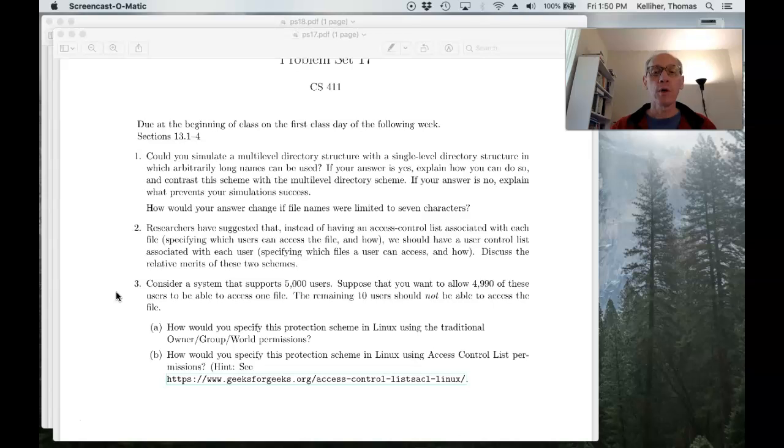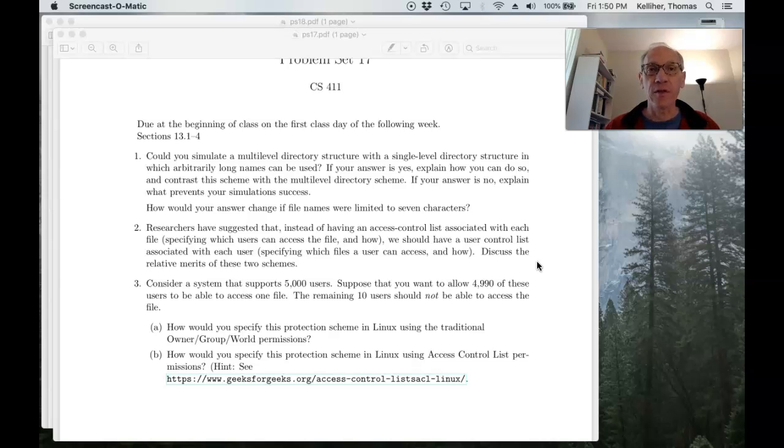Okay, question 2. What you should focus on here is for these two approaches, the access control list and the user control list. Think about the amount of data associated with the file or the user that would be needed in order to implement each of these protection schemes.